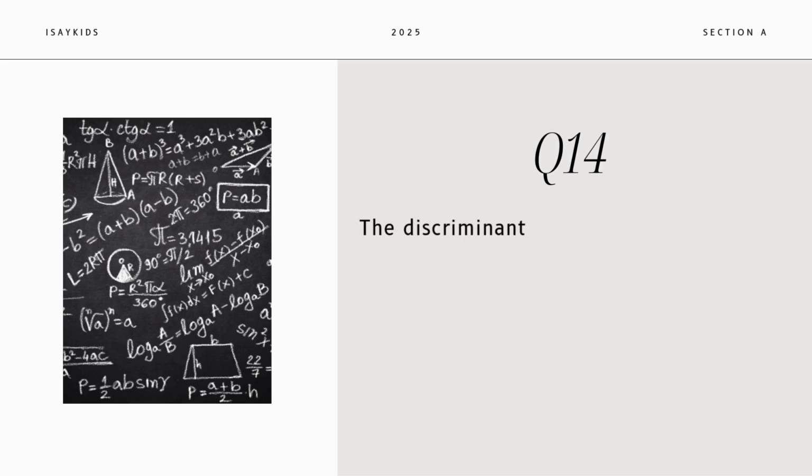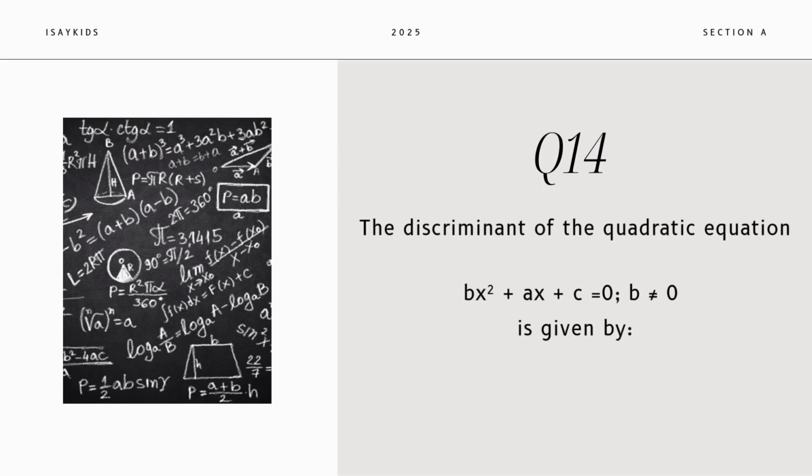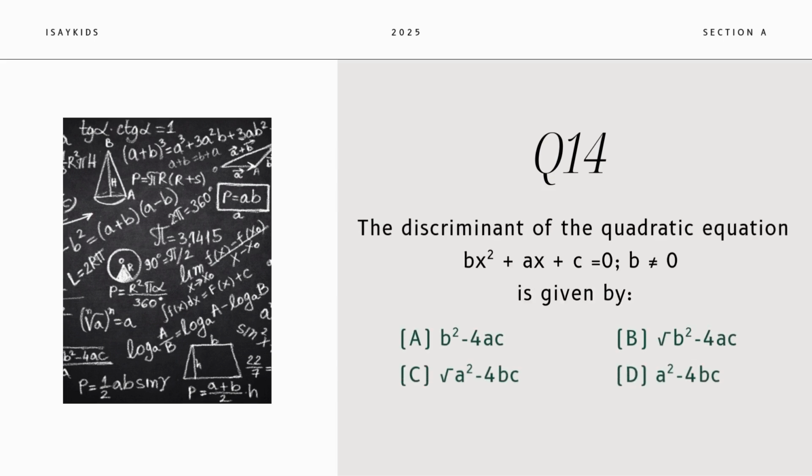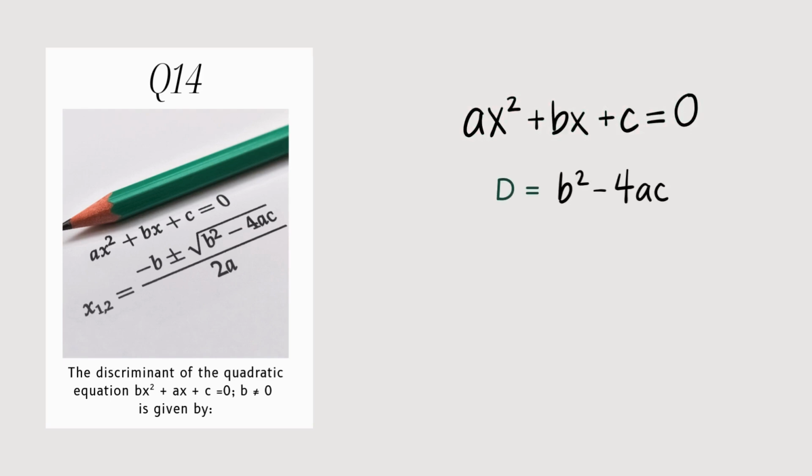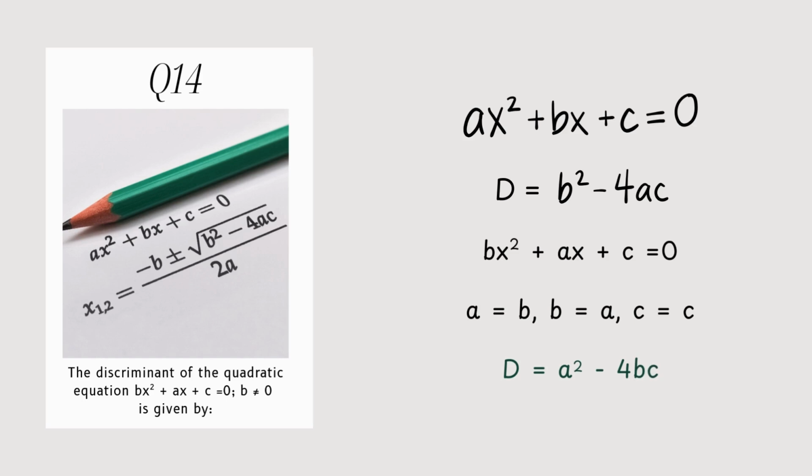The discriminant of the quadratic equation bx square plus ax plus c equal to 0, and b not equal to 0, is given by which of these options? Now, for an equation ax square plus bx plus c equal to 0, discriminant is given by b square minus 4ac. In our case, the equation is bx square plus ax plus c equal to 0. So, a is b in this case and b is a. So, discriminant would be given by a square minus 4bc.